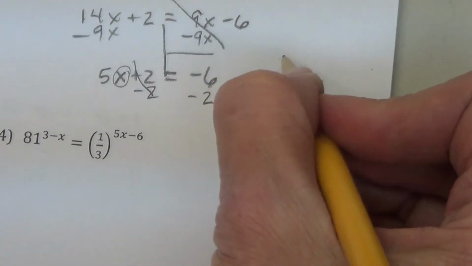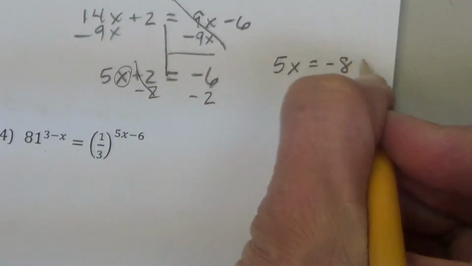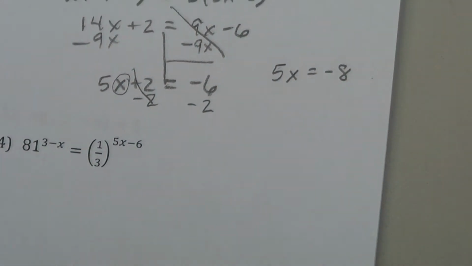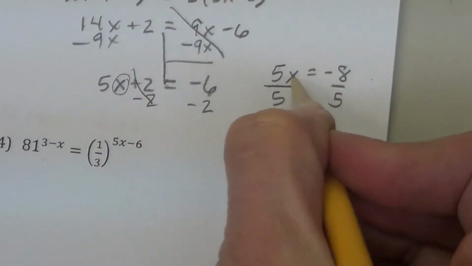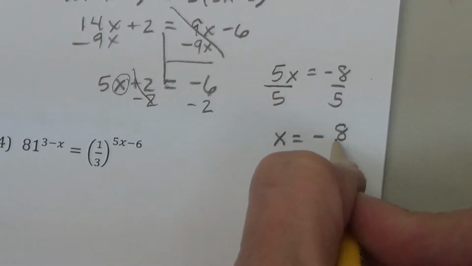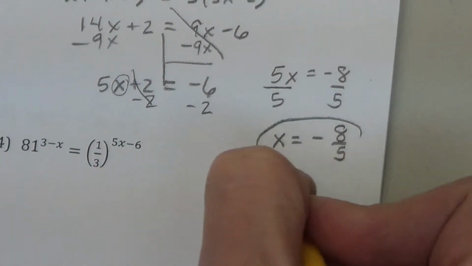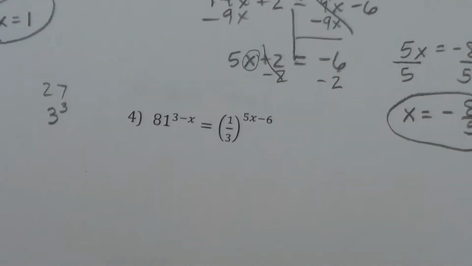That wipes out. We get 5x equals negative 8. Okay, now we divide by 5 on each side. Still trying to get that guy by himself. We finally have him alone, and we have x equals negative 8/5. Okay, down to the next one.